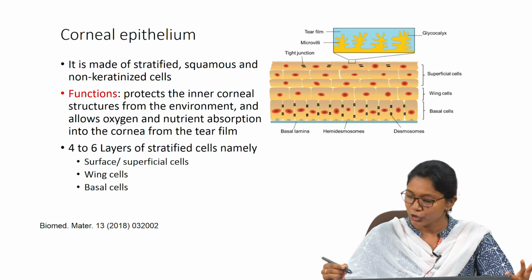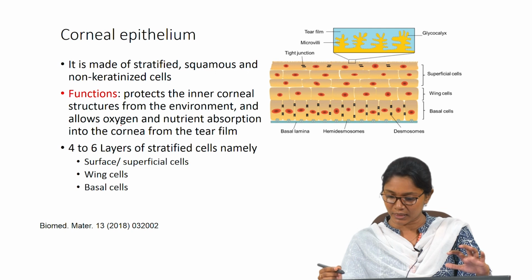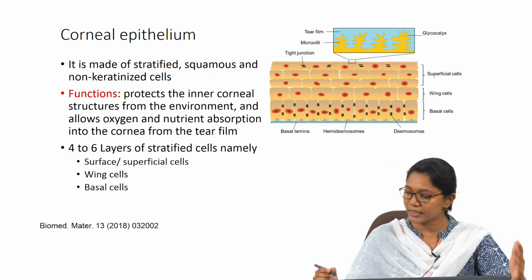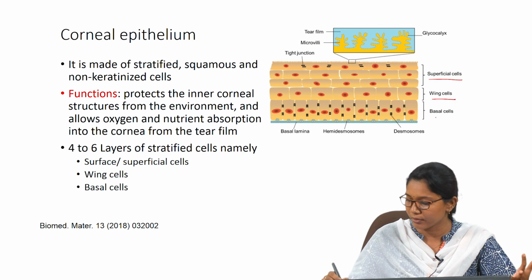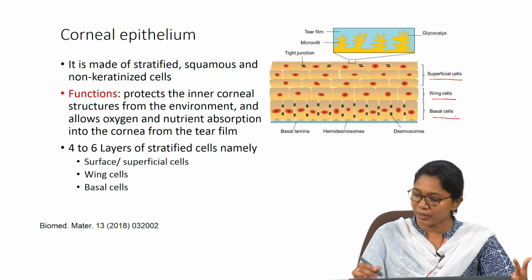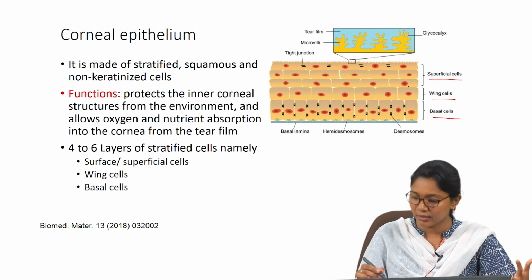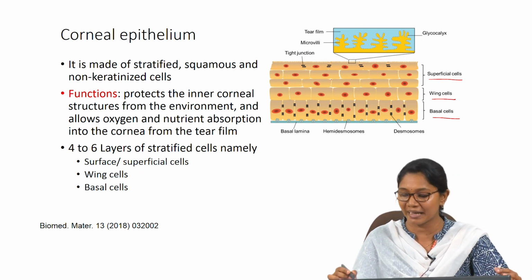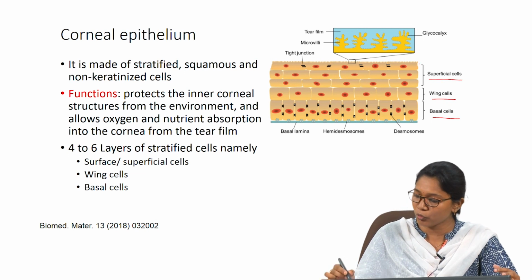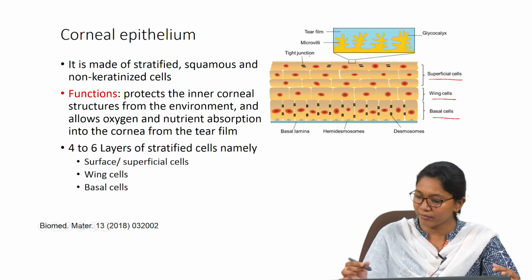This corneal epithelium is further divided into 3 different layers: the superficial cells, the wing cells and the basal cells. We have tight junctions within them. These cells have tight junctions to form a compact layer, and the topmost, the superficial cells, have microvilli.